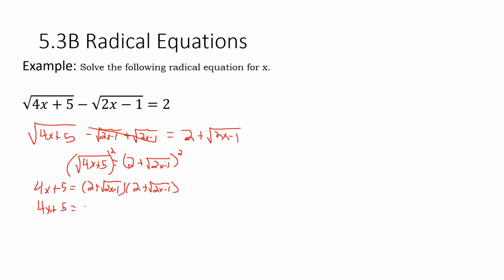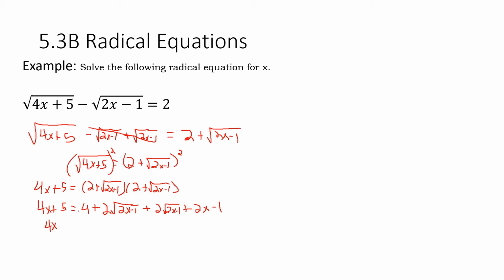So 2 times 2 is 4. 2 times root 2x minus 1 will be 2 root 2x minus 1. And root 2x minus 1 times 2 is 2 root 2x minus 1. And root 2x minus 1 times root 2x minus 1, you're squaring it, the square root will cancel, and you'll be left with 2x minus 1. Okay, we've gotten rid of one of our square root values. These two are combinable because they have the same radicand. So let's combine together what we can.